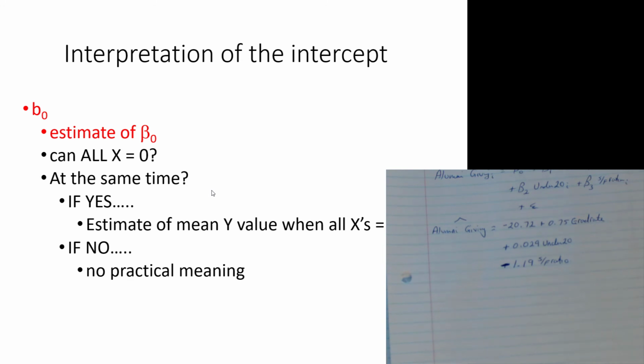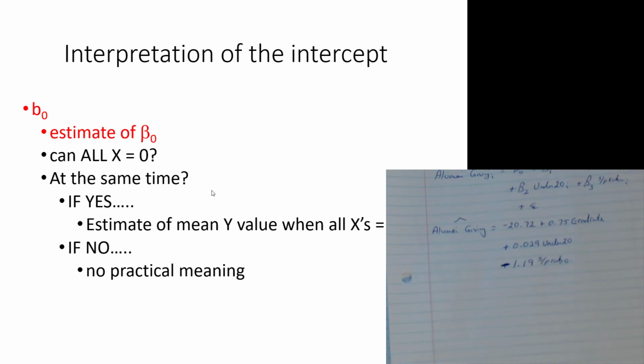Theoretically it's possible, but if nobody graduated, could you ever have any alumni? Probably not, right? And so under 20, could there be no classes under 20? Okay, fair enough. Maybe there's not. Student faculty ratio is 0. Well, if the student faculty ratio is 0, the only way that happens is if students are 0. Well, heck, if there's no students, there's going to be no alumni, right?